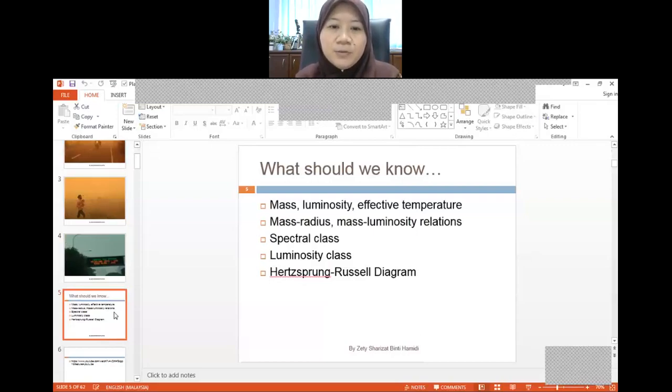And then we will move to luminosity classes, right? So there's a difference between the spectral class and also the luminosity classes, before we move on to the new topic, which is the Hertzsprung-Russell diagram. Hertzsprung-Russell diagram, or we call it the HR diagram, might be new for you, right? But this is the point of the evolution of the stellar, okay?